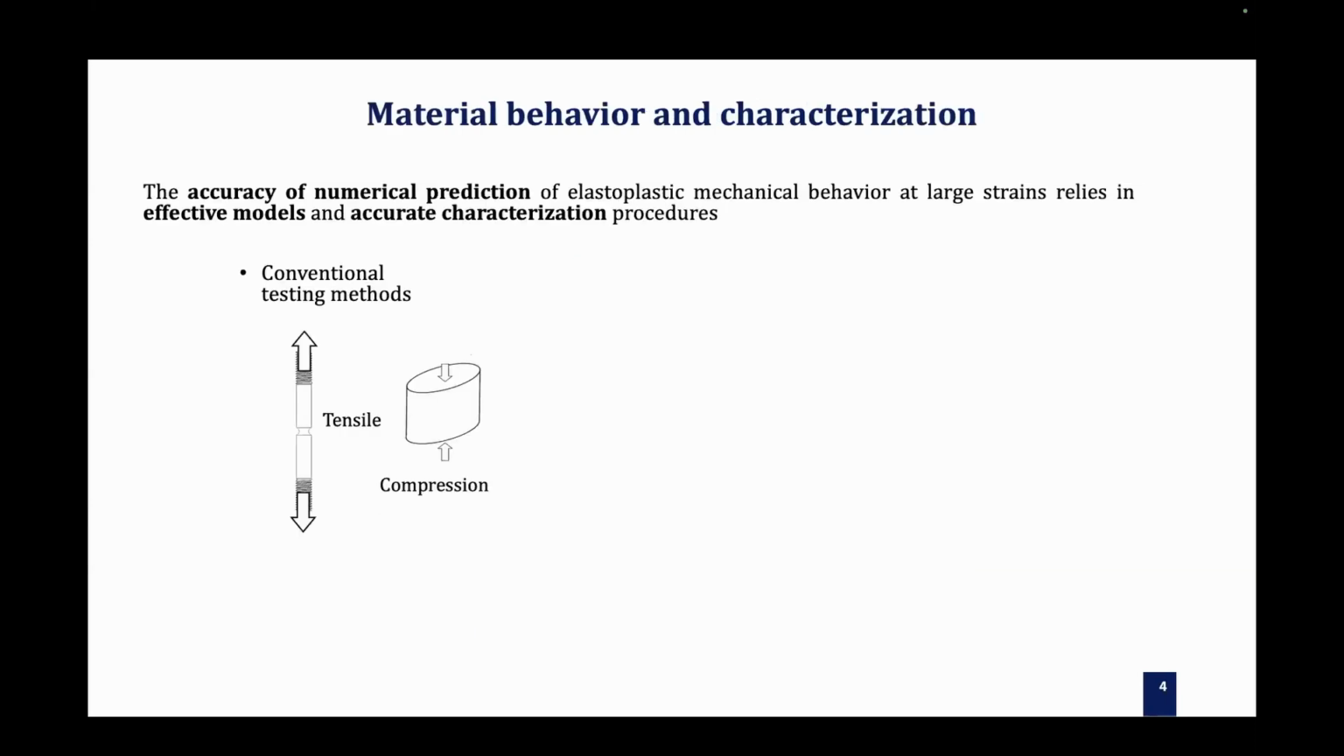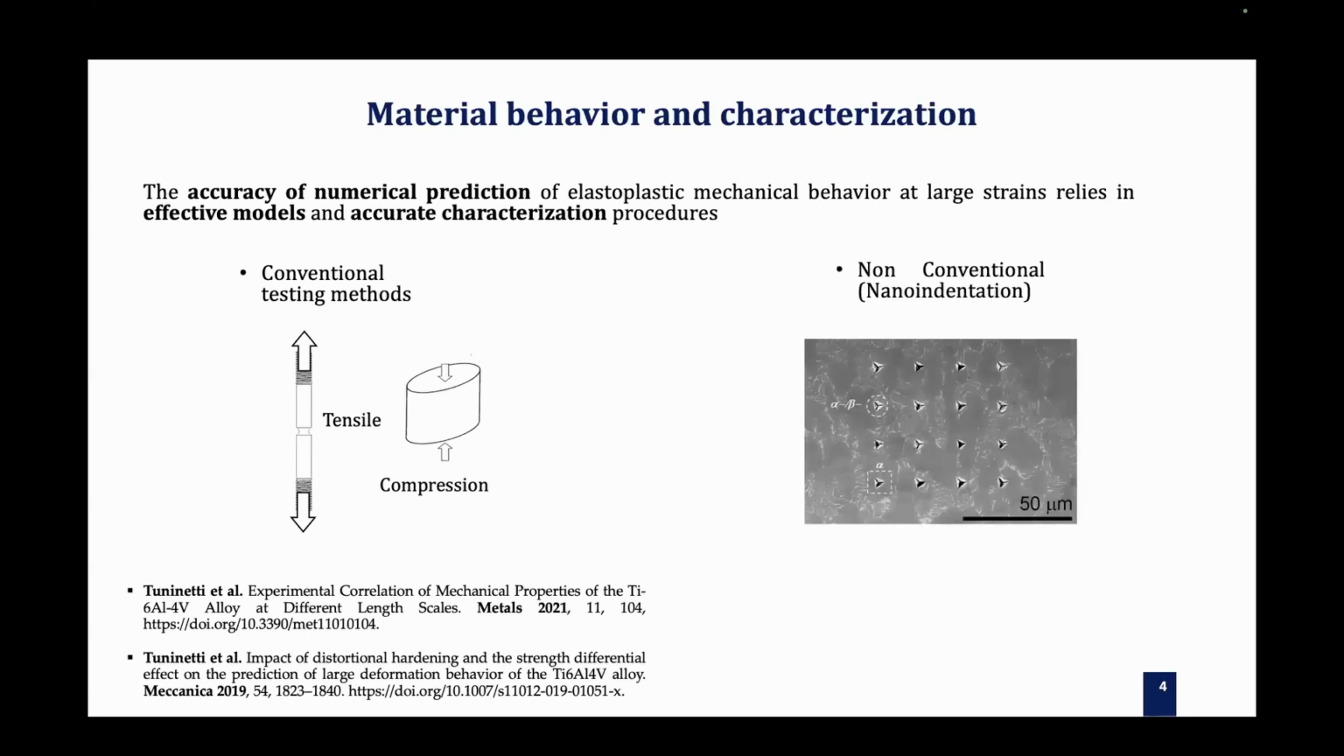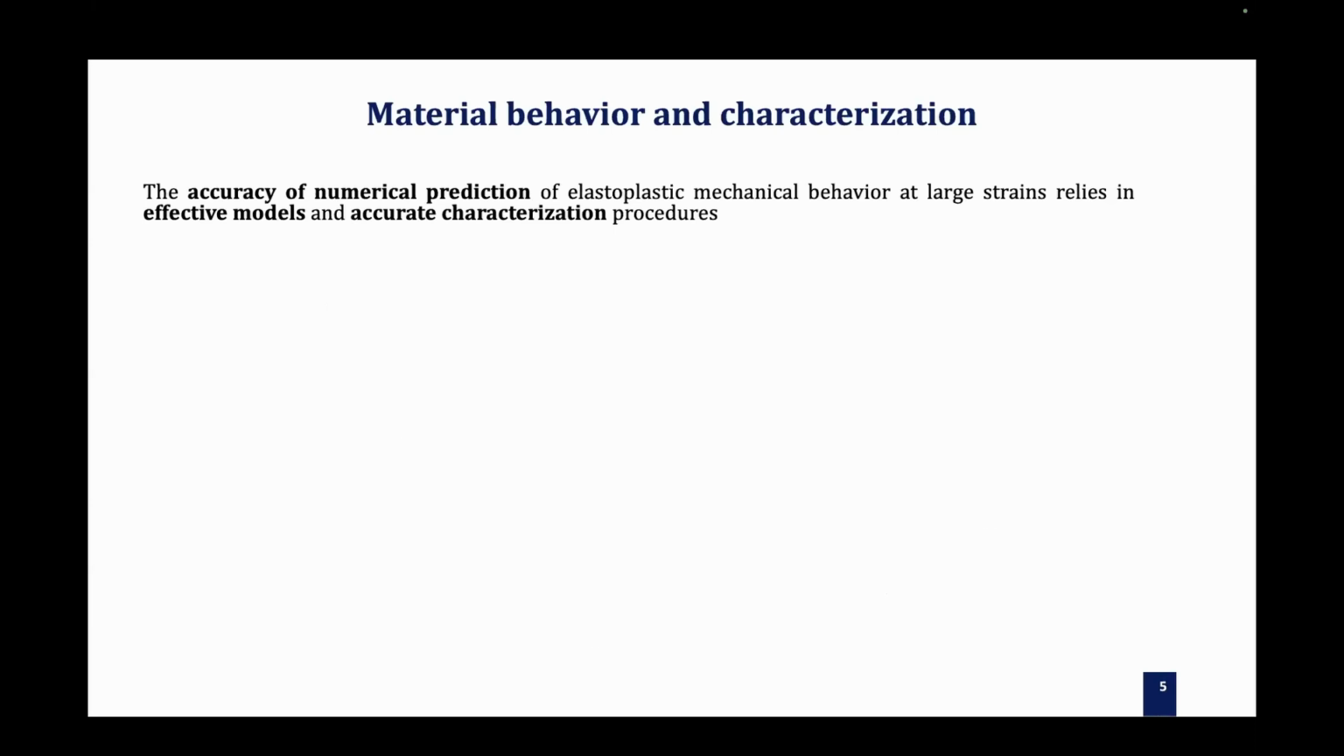So to simulate this turbofan, we need to know really well the mechanical properties in different directions: compression, tension, shear, plane strain. So it's a very complex material. We have published the complexity of this material to predict the elastoplastic behavior and damage. Also, you can use non-conventional methods such as nano indentation. So you can check this result in this publication.